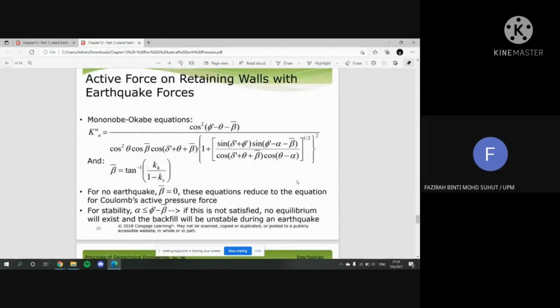So nama Mononobe Okabe. Nama equation itu? Macam nama Naruto. Can you please pronounce? This one lah. Okabe.